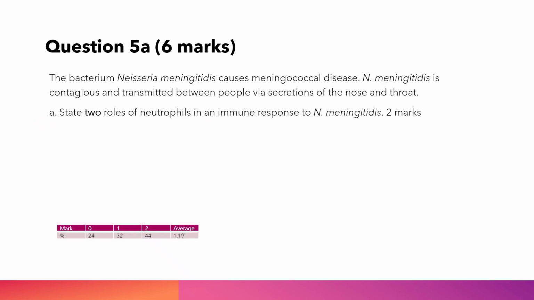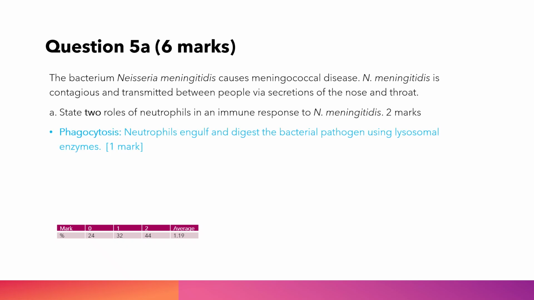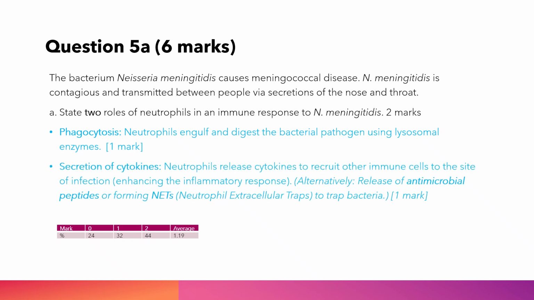State two roles of neutrophils in an immune response to meningitidis. Phagocytosis. Neutrophils engulf and digest the bacterial pathogen using lysosomal enzymes. Secretion of cytokines. Neutrophils release cytokines to recruit other immune cells to the site of infection, enhancing the inflammatory response.